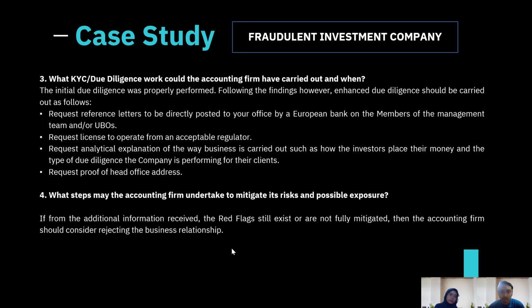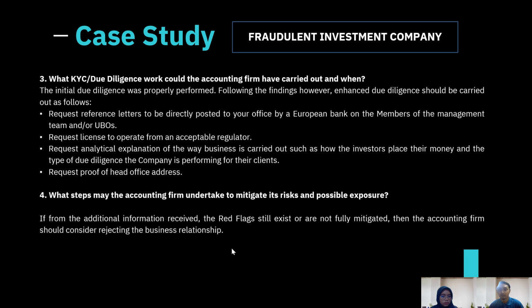So next, the third question, what due diligence work could the accounting firm has carried out and when? So apa yang sepatutnya accounting firm ni buat lah. So the initial due diligence was properly performed. Following the finding, however, enhanced due diligence should be carried out as follows. So as accounting, kita kena request reference letter to be directly put to your office by a European bank on the members of the management team and or UBOs. So yang case ni dia dekat Eropah, so European bank lah. Kalau dekat Malaysia mungkin ke bank negara. Okay. And next is request license to operate from an acceptable regulator.